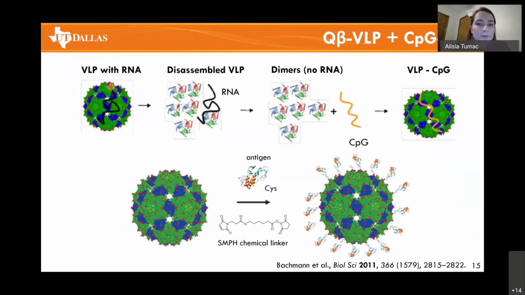However, one of the problems with VLPs is that they contain remnant bacterial RNA, but scientists have been able to disassemble the capsid, remove the RNA with an RNase, load it with CpG, and reassemble the capsid. And in order to attach the antigen for a vaccine template, they have been using an SMPH maleimide linker that essentially rebridges reduced disulfide bonds on the surface-exposed cysteines, and they will attach the antigen to that. So you would have the CpG inside and the antigen on the outside.